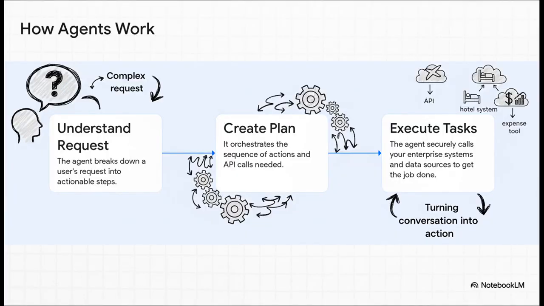You give an agent a goal, a pretty high-level one, like, hey, book my travel for that conference in San Francisco next week. The agent is smart enough to understand that goal and then break it down into a logical plan. And then it actually executes that plan step by step, securely calling your company's internal APIs for flights, hotels, expenses, whatever it needs to get the job done. It turns conversation into action.